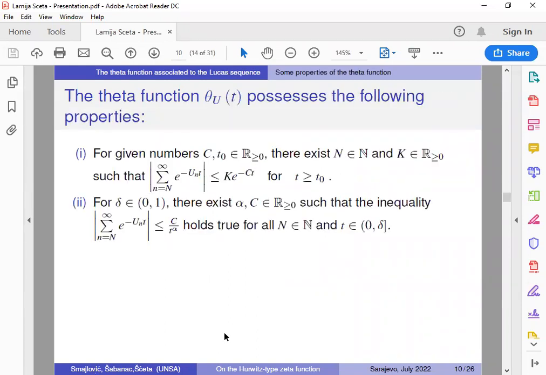In this statement, we give the asymptotic behavior of the theta function for small and large values of t, and we also obtain that the sum corresponding to the theta function is an absolutely convergent function for t in (t0, infinity), where t0 is positive.